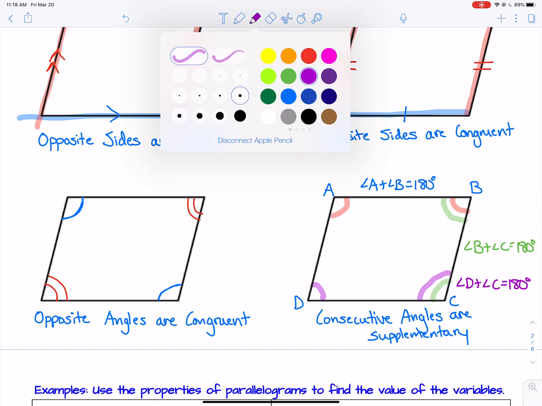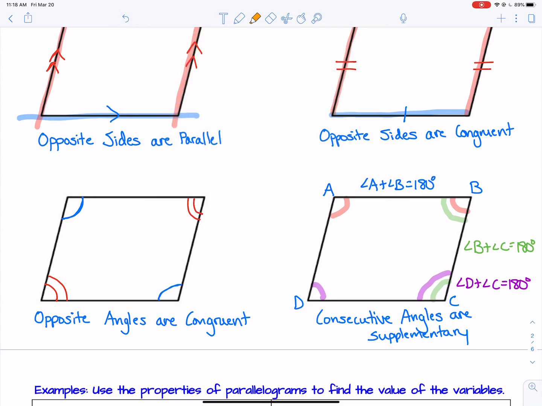And then we have one more pair that are consecutive. So let's use orange. So if we have A, that's also beside angle D, those would also be supplementary. So angle A plus angle D would also add up to 180. So any pair that is beside each other in a parallelogram add up to 180. So consecutive means like one after the other.